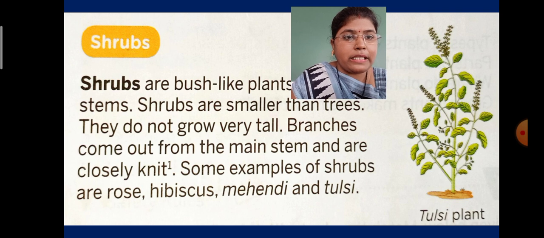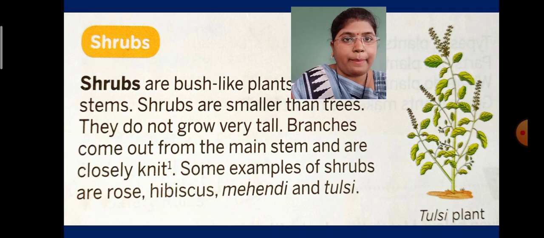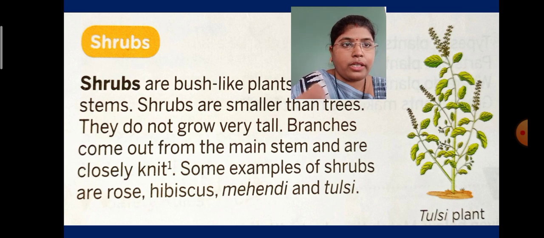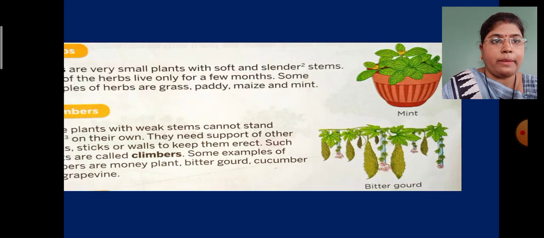Some examples of shrubs are rose, hibiscus, mehendi and tulsi. All these examples are familiar to you and you have seen these plants. So shrubs are bush-like plants. They are smaller than the trees. The main stem is there and then branches come out from the main stem. So these are the important points which you have to keep in mind about the shrubs.